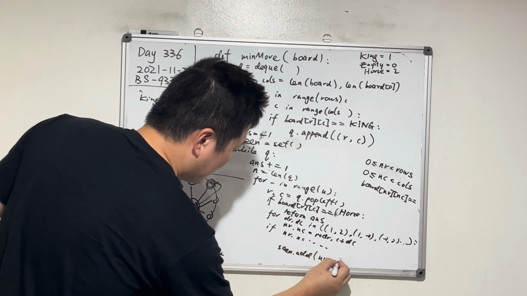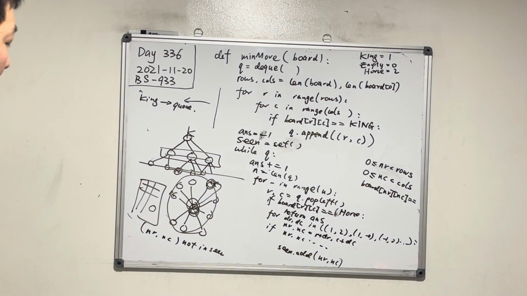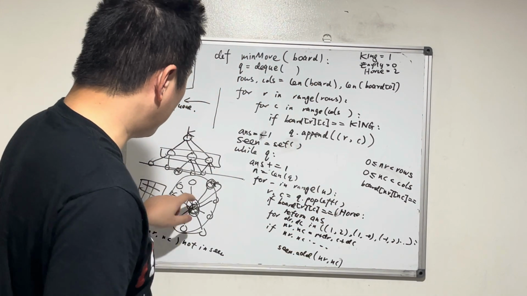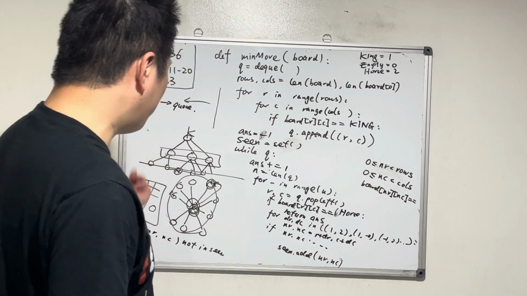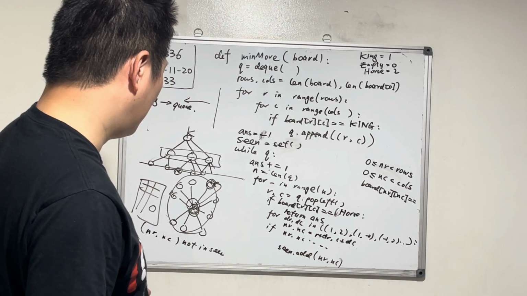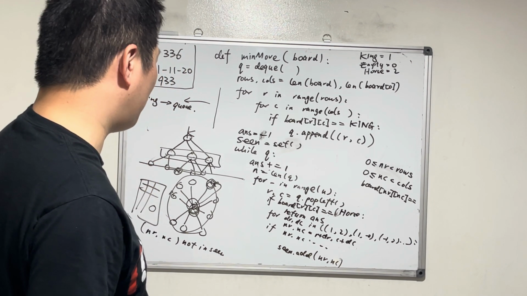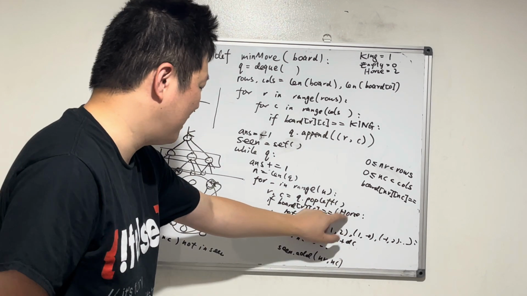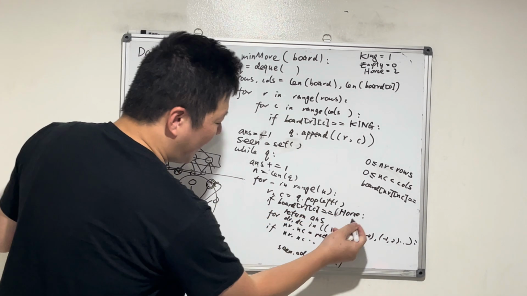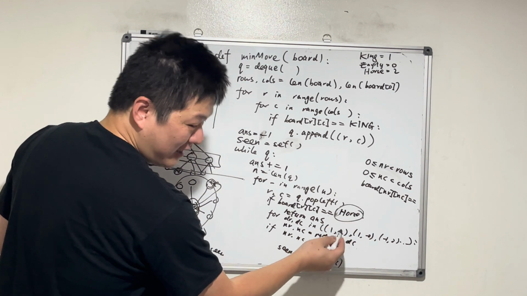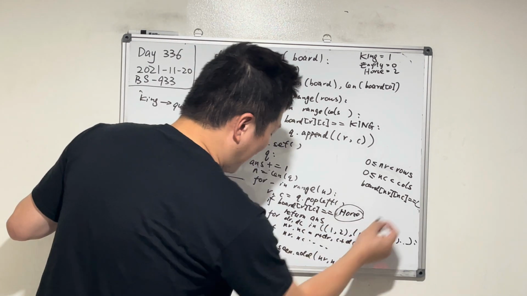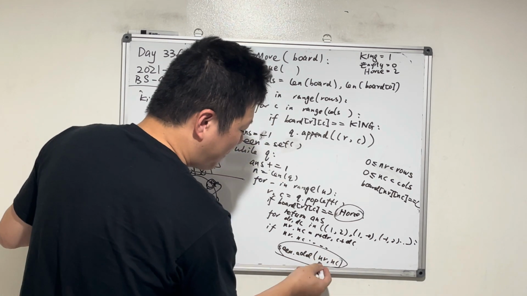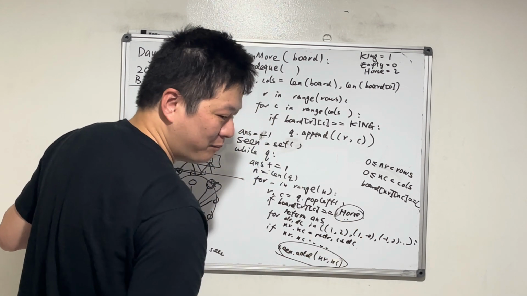Okay. So do we need to check if the board is empty or not? If we don't check... no, we don't need to check. Why is that? Because if we check it's empty, then you will never find the horse. Do you get it? If we check it's empty, and then if it's empty, we append it, right? We append it, and then you will never find the horse, right?